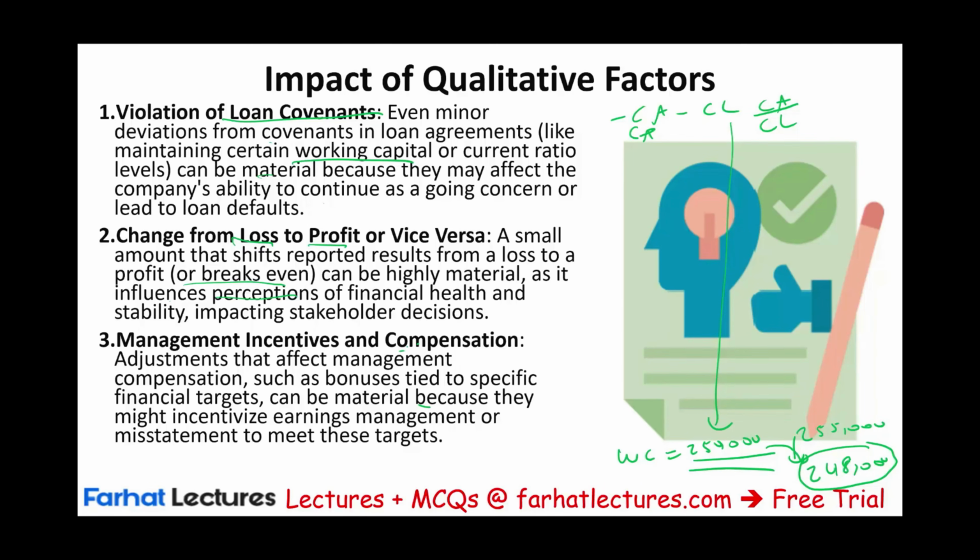Also, you want to look at management incentive and compensation. What does that mean? Adjustments that affect management compensation, such as bonuses tied to a specific financial target, can be material. For example, the company will have a policy: we have to meet earnings of 10 million before bonuses are given. So if the error is going to take profit above 10 million, it becomes material. Why? Because now there's an incentive for management to do what? To accept that error, which is not good. Why? Because they want to get their bonus, because they only get a bonus of, let's assume, 10% if they exceed 10 million. If they don't, their bonus is 5%. So if that's the case, any error that takes you above 10 million becomes material regardless of its size, because we are looking now at qualitative factors.